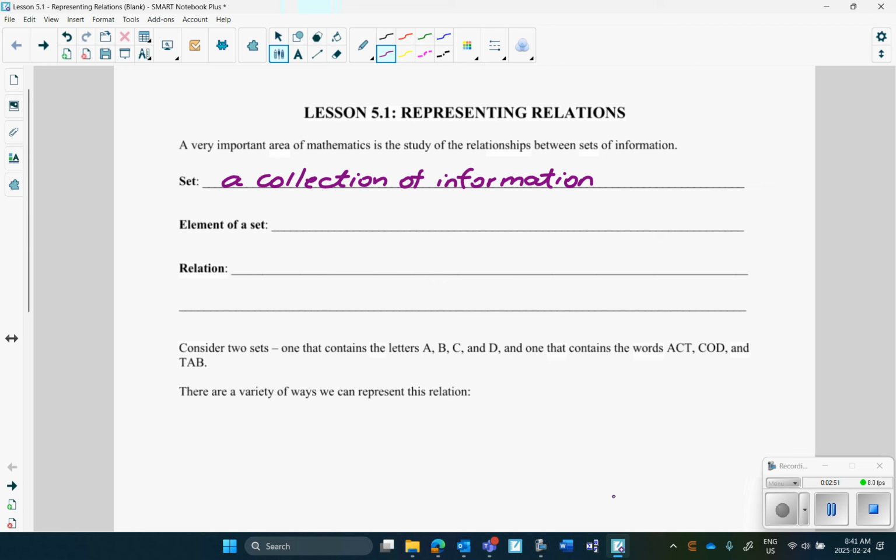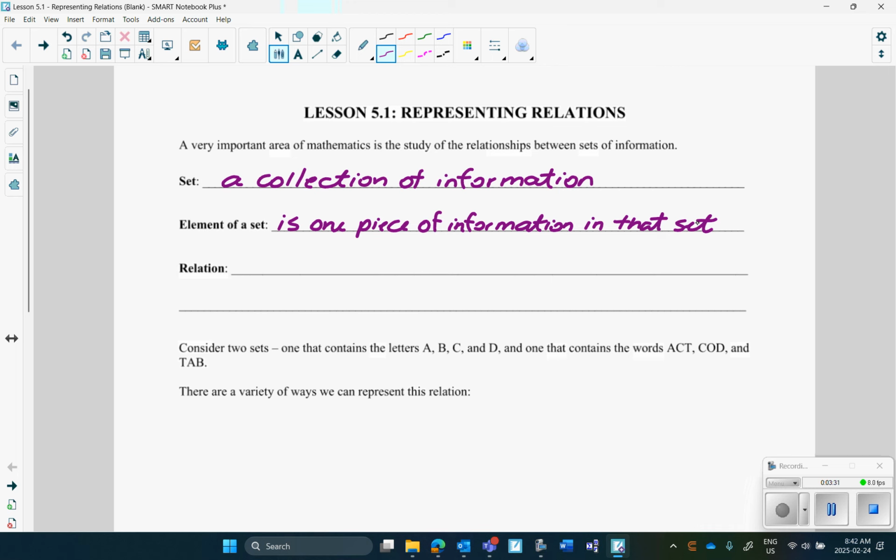Element of a set is one piece of information in that set. So if you've got a collection of ages of people, one of the pieces of information, one of the elements, could be 45 years old, if we're talking about all the adults in Winnipeg. Although I'm sure there'd be several that would be 45.